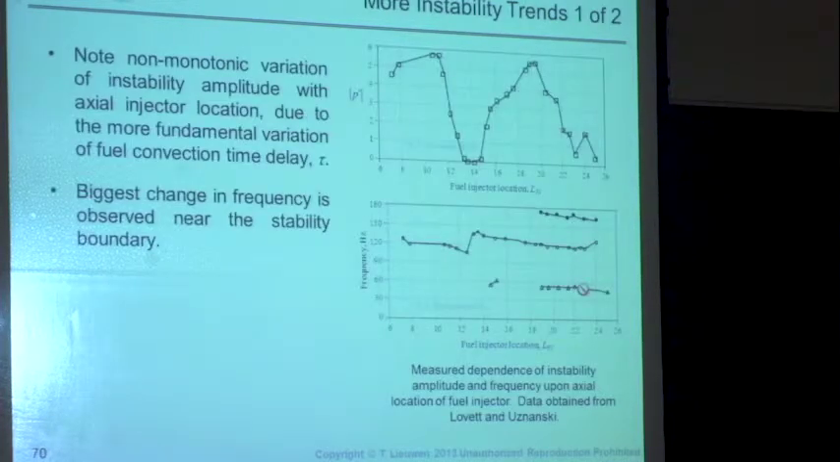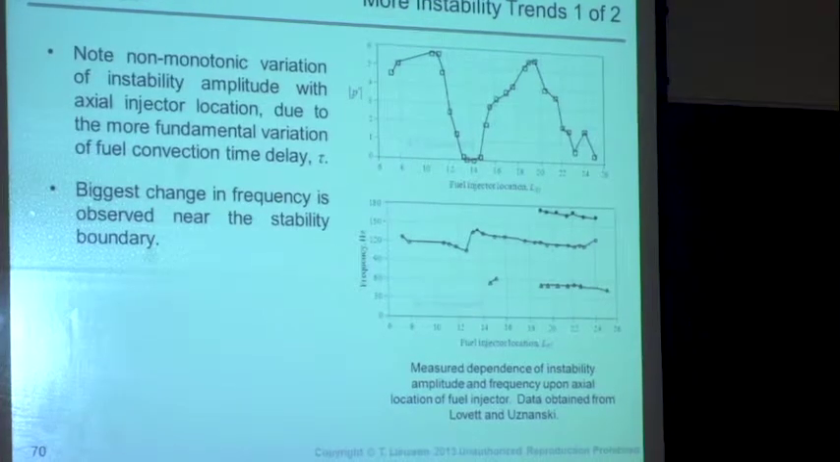And we see this all the time in data. Let me just jump ahead to this plot right here. This is slide 70. This is some really nice data that was taken at General Electric, and it's probably the best data that demonstrates this point. And what they did was they built a combustor where they could vary where the fuel was injected in the mixer.